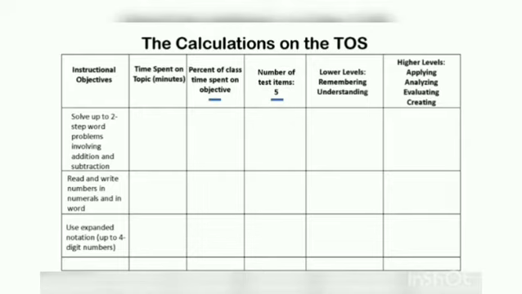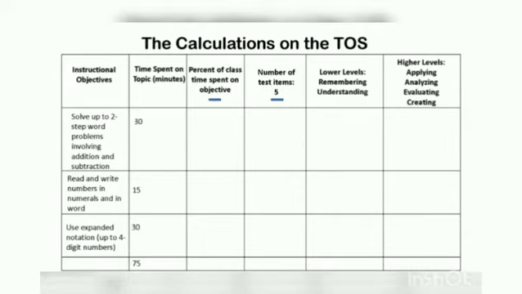Let us move on over to the time spent on the topic. Now, this means the number of minutes you spent teaching this particular objective. So for this objective, I spent 30 minutes. For the second objective, I spent 15 minutes. For the third objective, I spent 30 minutes. And for this column here, you want to find the sum of all the minutes spent on the objectives. And this will be 75 minutes. So 30 plus 15, 45 plus 30, 75. So we have 75 minutes in total here.